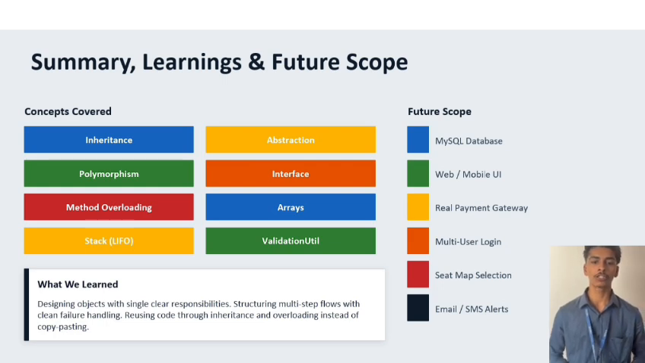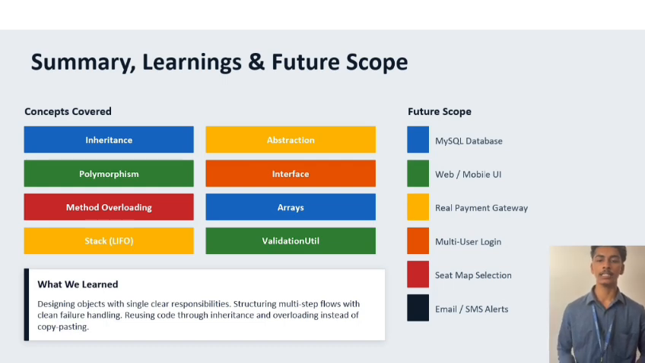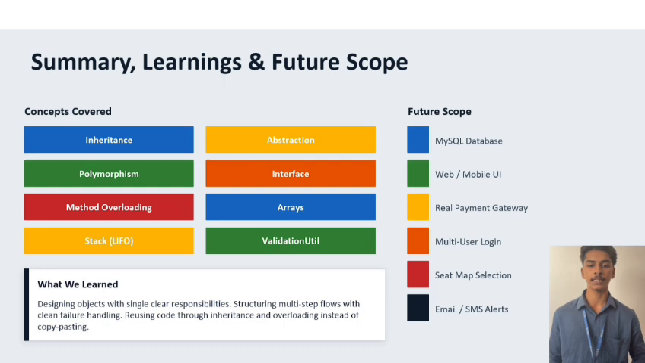Arrays: we used arrays for storing stadiums, matches, tickets, and booking history. Stacks: used for recent bookings in last in, first out order. Static utility classes: validation utility classes for centralized validation. The project also taught us how to think in objects, not just write classes but assign responsibilities, so each one has clear responsibilities. We learned how to structure a flow with multiple failure points and how to handle them properly.